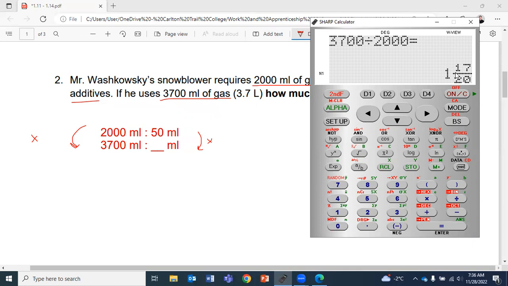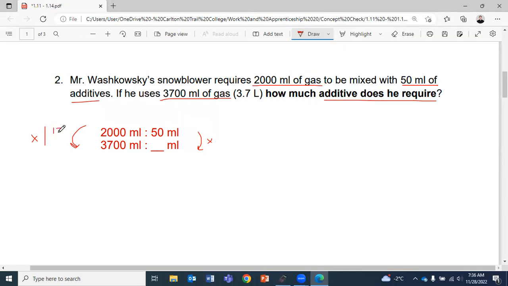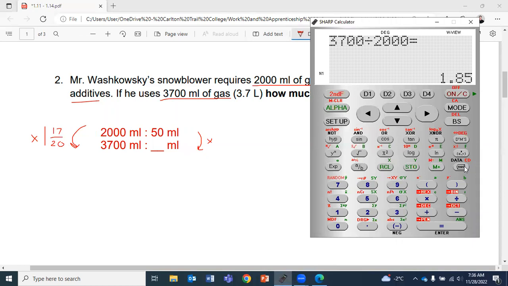My answer is 1 and 17/20. You can put that into a decimal too. That'd be 1.85. Either of these is fine. So all I then do is take this number, 1 and 17/20, or 1.85, and multiply that by the 50, right? Because I'm doing the other side now. All of a sudden, I'm going to get 92.5.